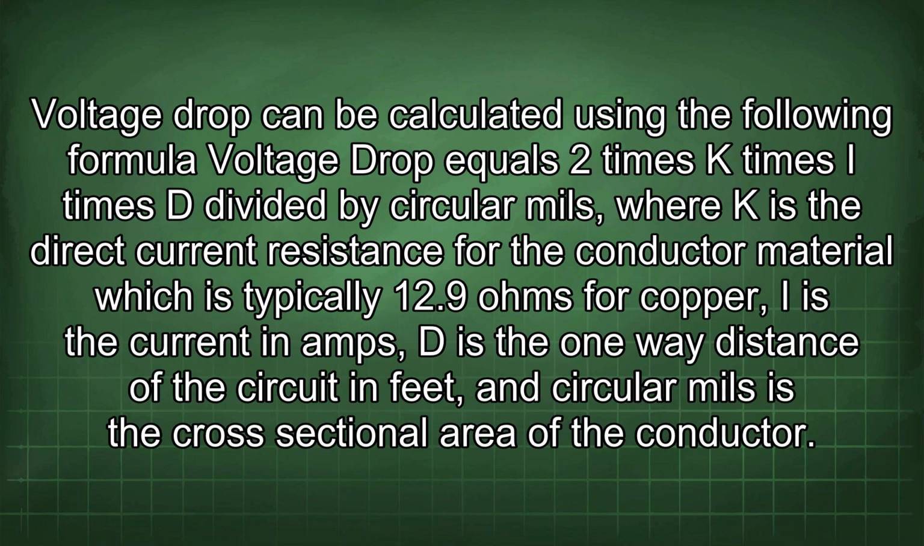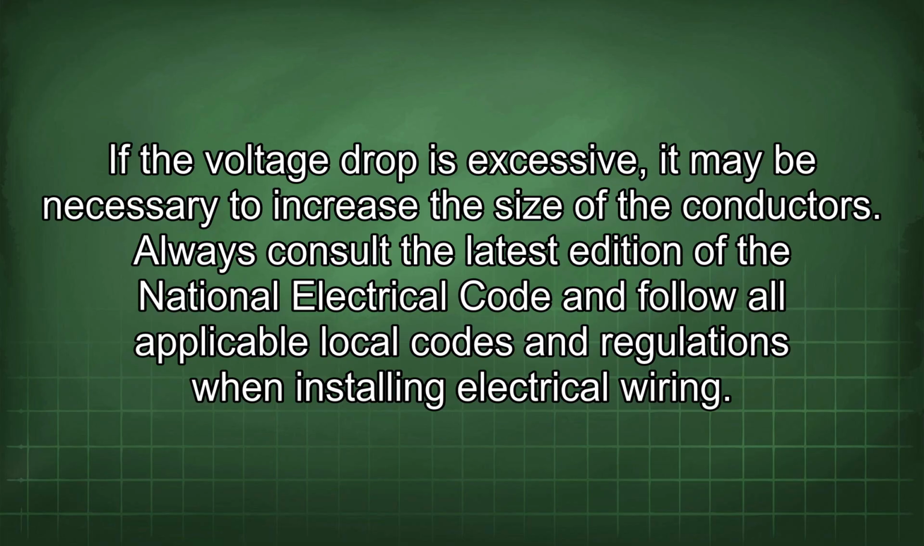Voltage drop can be calculated using the following formula: voltage drop equals 2 times K times I times D divided by circular mils, where K is the direct current resistance for the conductor material, which is typically 12.9 ohms for copper, I is the current in amps, D is the one-way distance of the circuit in feet, and circular mils is the cross-sectional area of the conductor. If the voltage drop is excessive, it may be necessary to increase the size of the conductors.